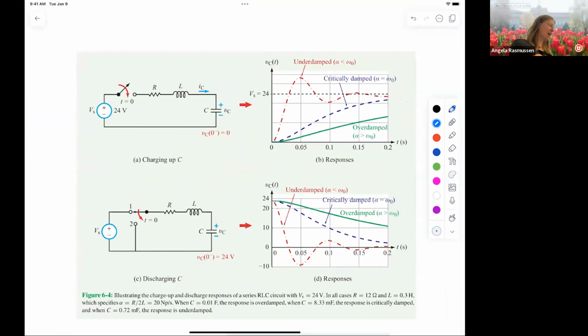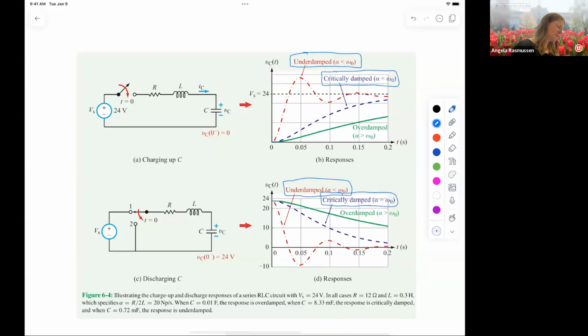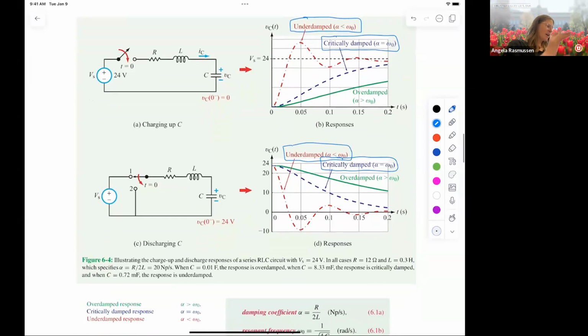So we're going to have either underdamped, where you have an oscillation. So it's going to oscillate. And that will be if your alpha is less than omega naught, you're going to get an oscillation. You're going to have critically damped when they're equal to each other, where it looks more like that single exponential. So that's the one that's going to look just like our normal exponential looked before. So that's when you have those values equal.